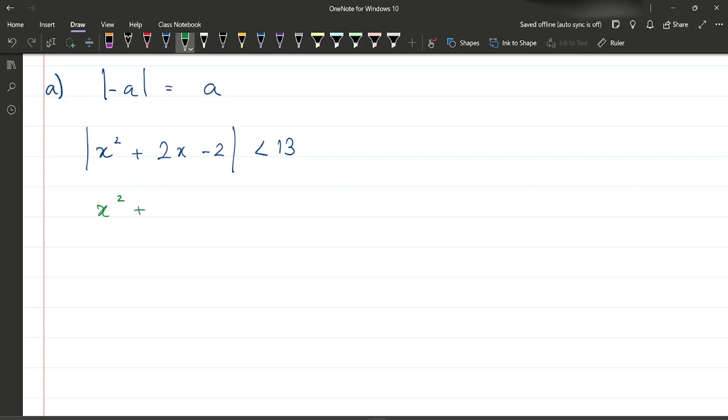That'll be x squared plus 2x minus 2 less than 13, the normal one. And then the other one where we're going to assume that this is negative. Okay, so we can have two of these. That's 2x minus 2, but instead of multiplying a negative in this, we can just multiply the negative here, and it still does the same thing.